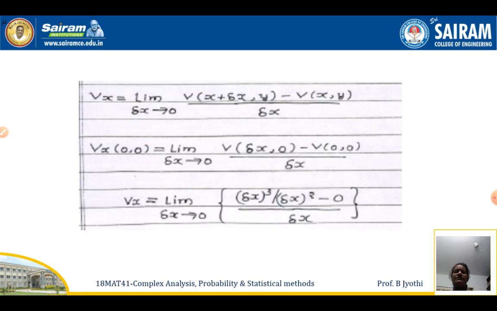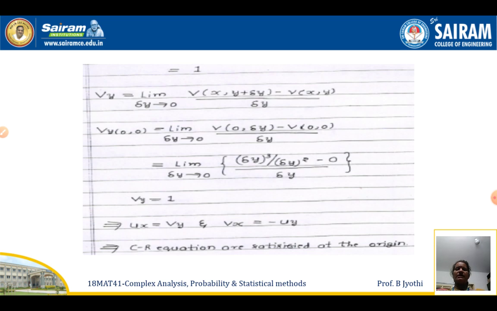Next let's find out what is Vx. Vx is given by the limit as delta x tends to 0 of [v(x + delta x, y) − v(x, y)] / delta x, and the limit as delta x tends to 0 of [v(delta x, 0) − v(0,0)] / delta x, which on substitution we get [(delta x)³/(delta x)² − 0]/delta x, that gives us 1.